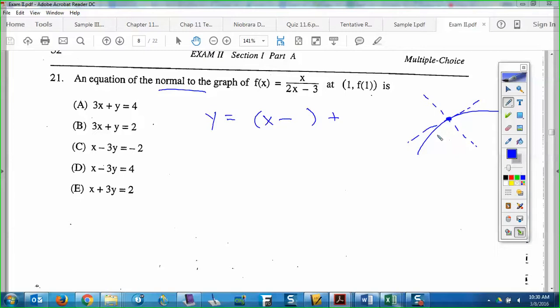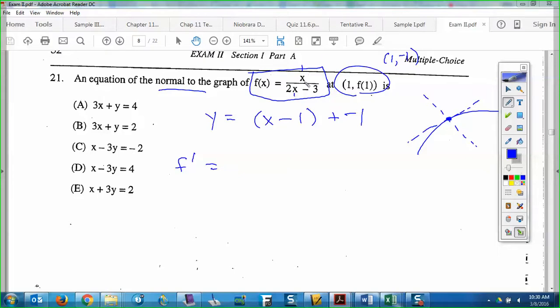Opposite reciprocal. Okay? So they give me the point, so I'll put a 1 there. F of 1, I'll put a 1 in here. And so that's 2 minus 3, that's negative 1. Into 1, that's negative 1. So that'll give me negative 1. So my point is 1, negative 1. And all I need here is a slope. How do I get the slope? Derivative, right? Get the slope by the derivative. That's good practice. How are we going to get that derivative?